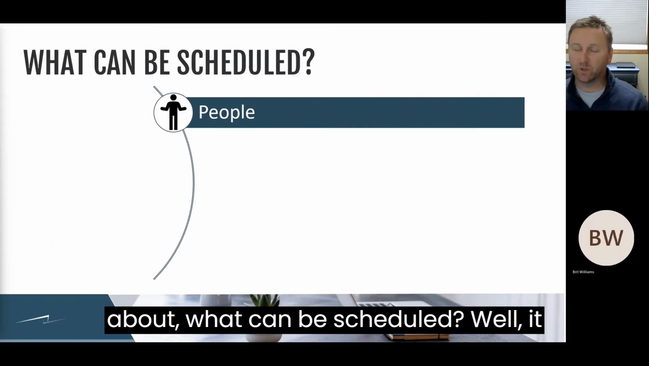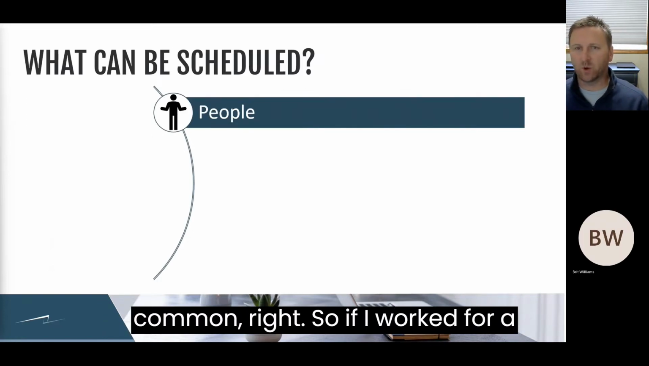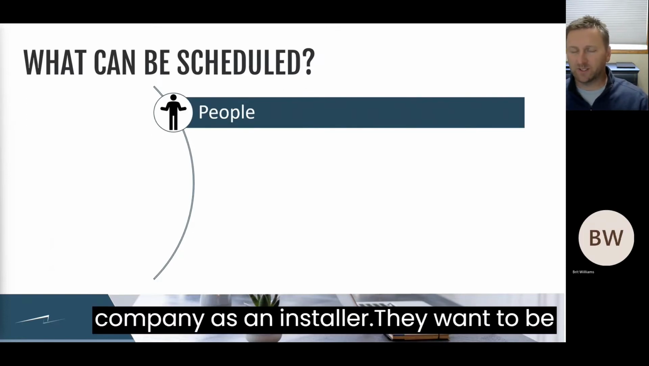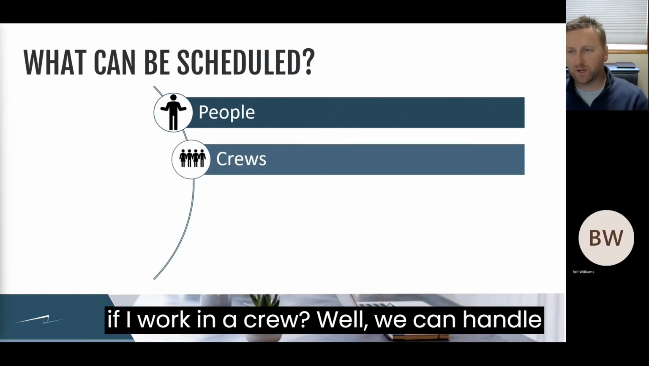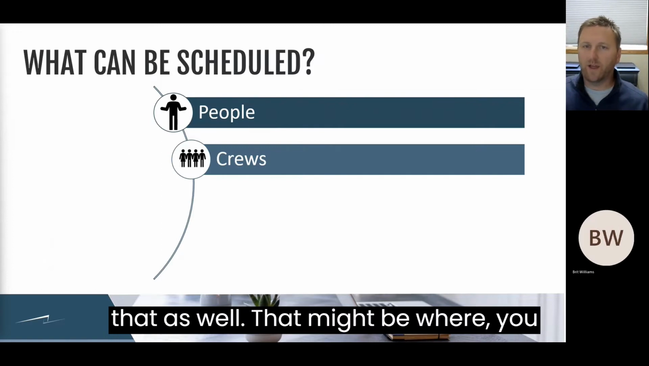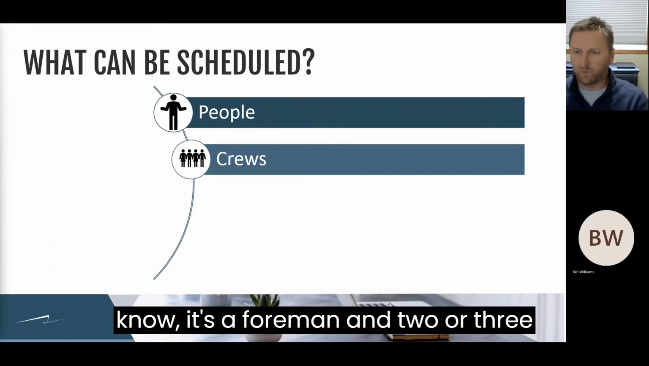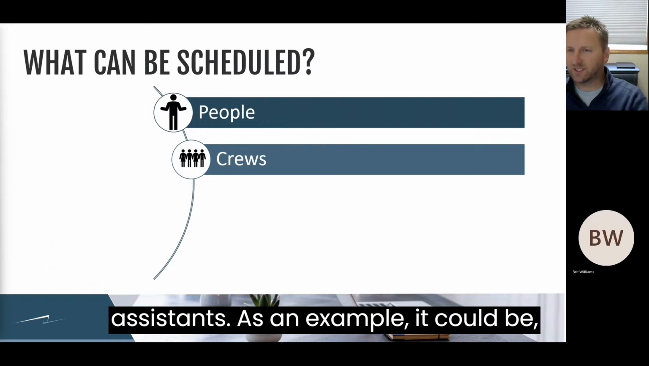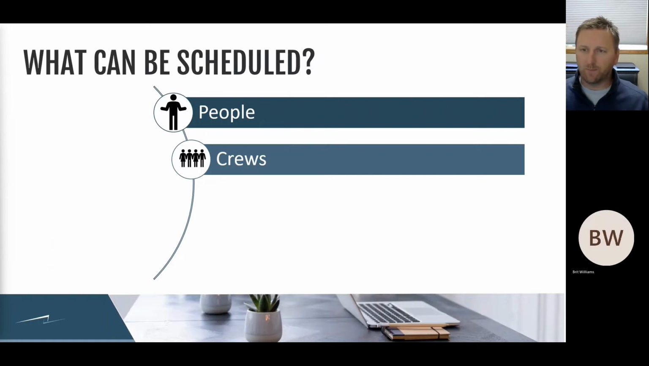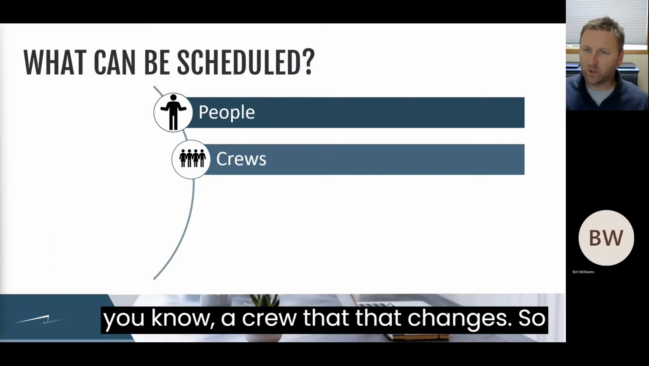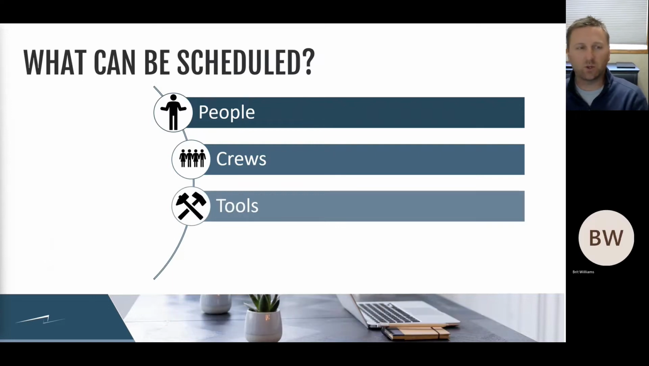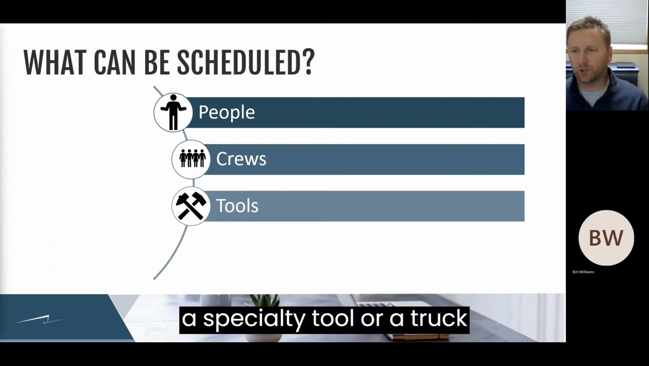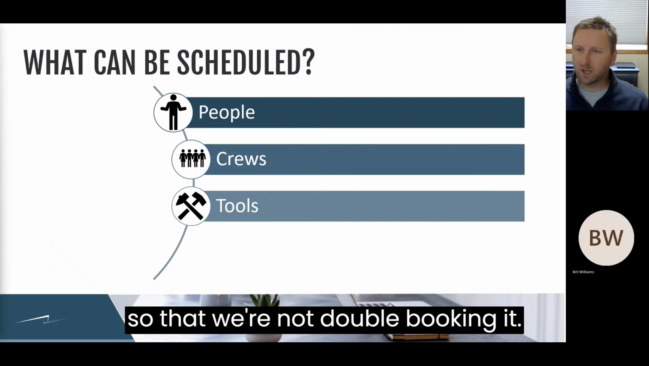What can be scheduled? Well, it could be a person. That's the most common, right? So if I worked for a company as an installer, they want to be able to schedule me. But what if I work in a crew? Well, we can handle that as well. That might be where it's a foreman and 2 or 3 assistants as an example. It could be a crew that changes, so we can work with both static and dynamic type of crew setups as well. Maybe we need to schedule a specialty tool or a truck, so that we're not double booking it.